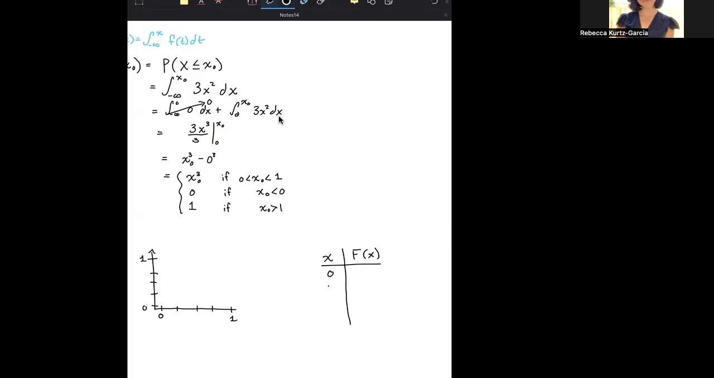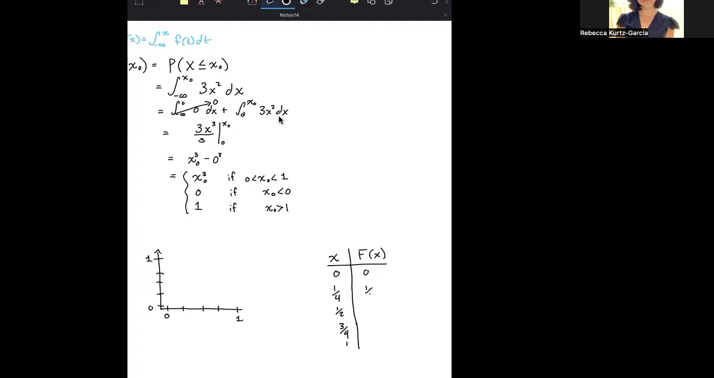So let's do 0, 1/4, 1/2, 3/4, and 1. At 0, 0 to the power of 3 is still 0. 1/4 to the power of 3 is 1 over 64. 1/2 to the power of 3 is 1 over 8. 3/4 to the power of 3 is 27 over 64, which is approximately 0.42. And then 1 to the power of 3 is still 1.